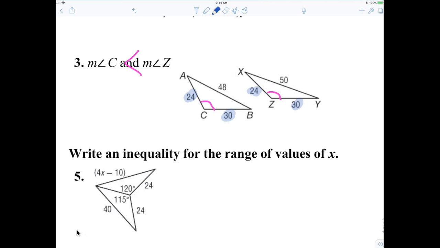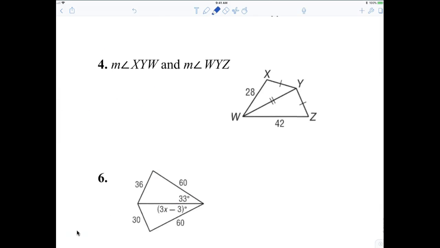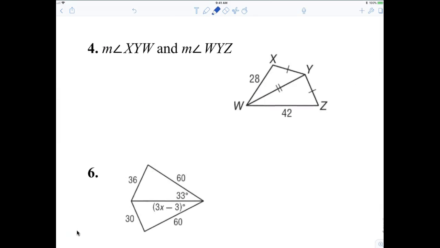So let's just carry on. Let's go to number 4. Now I'm going to highlight X, Y, W. X, Y, W is right here. And then I'm going to highlight W, Y, Z. Right there.